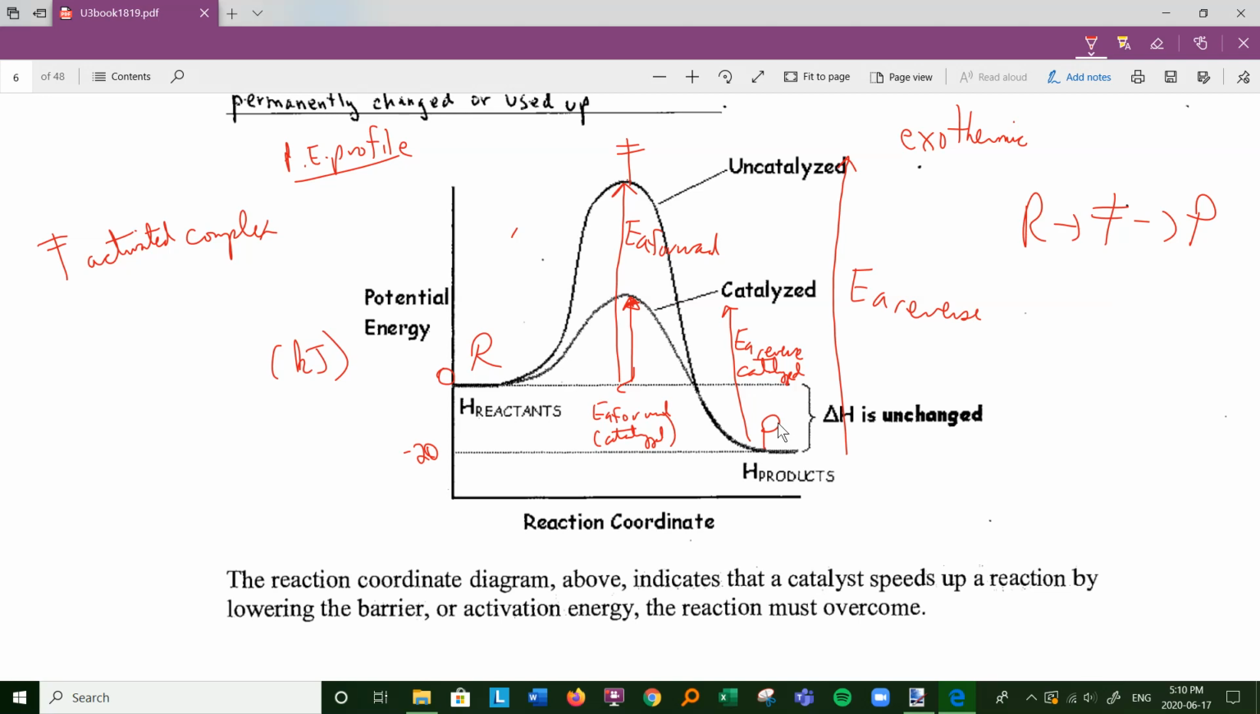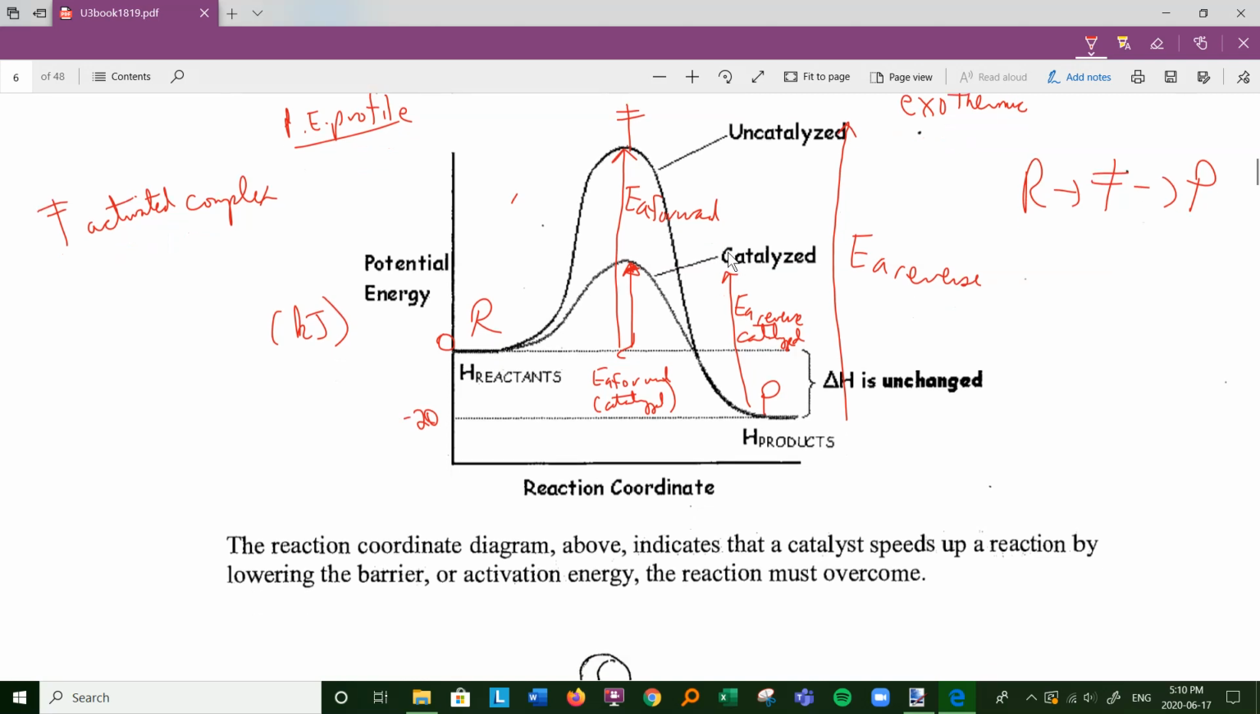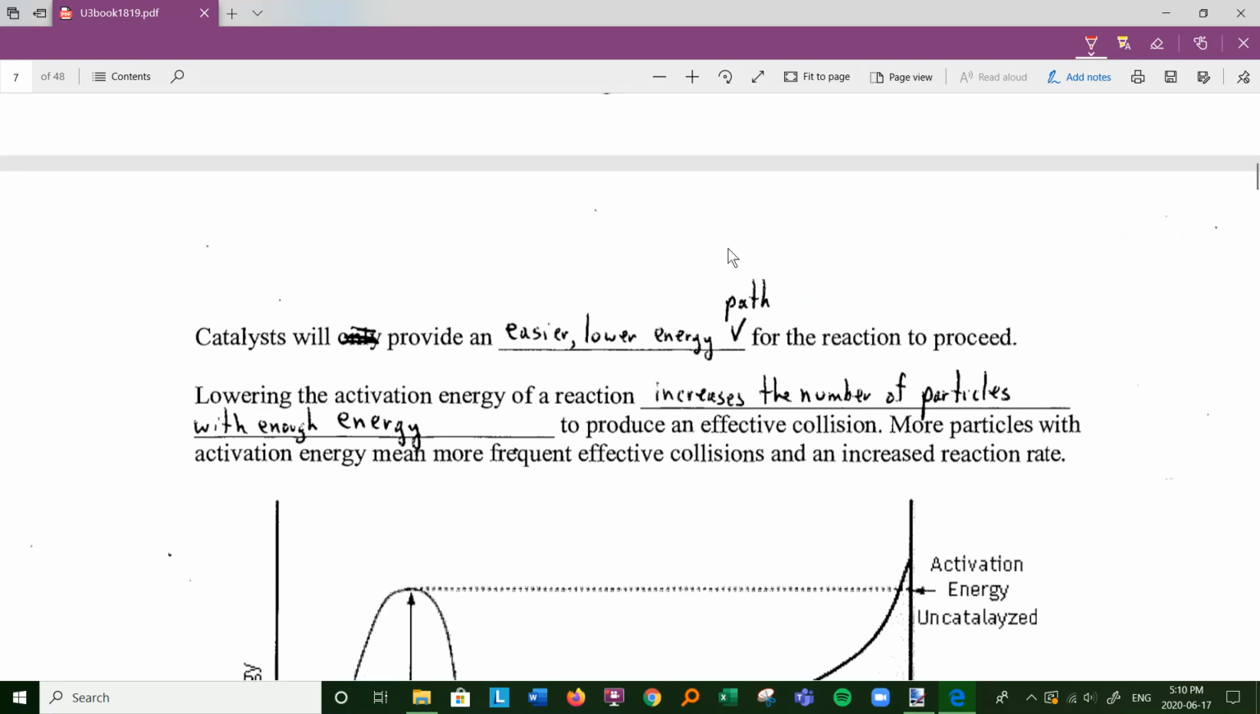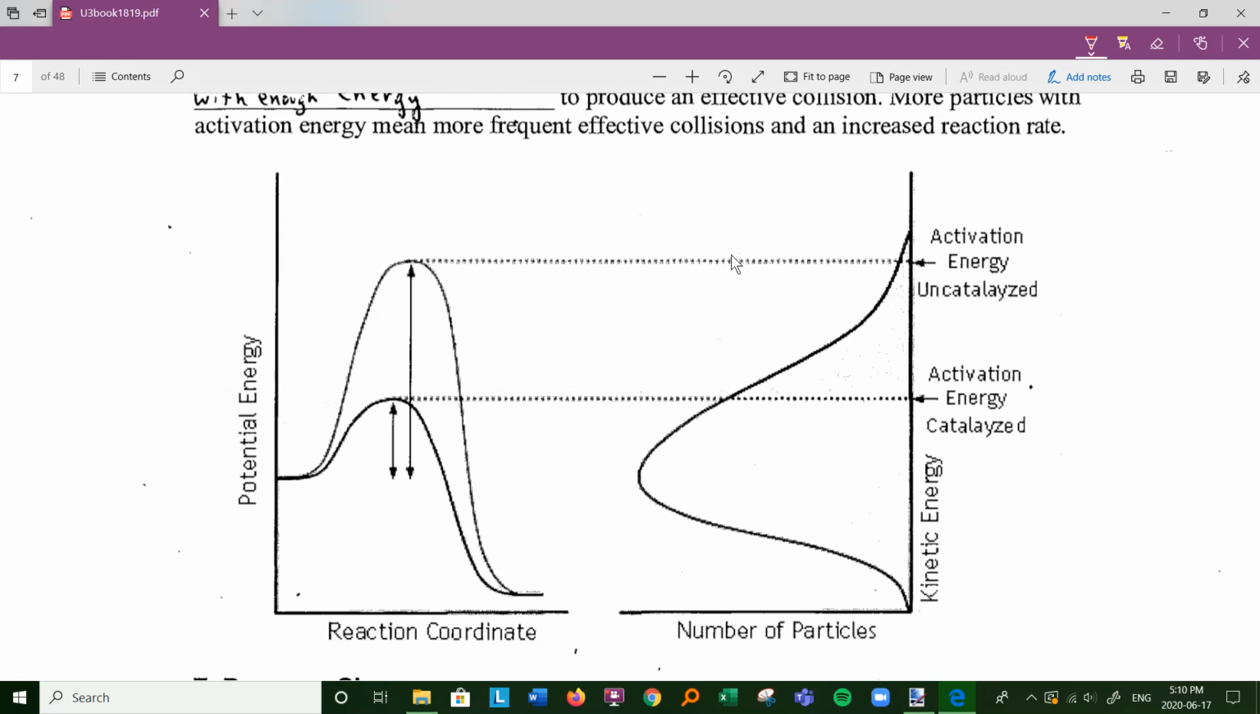And catalysts are reformed. Catalysts can be expensive, but they can be used lots of times before they finally deteriorate. They aren't perfect. So in industry, sometimes you pay lots of money for a catalyst, but it's used a lot. Here's a nice picture where we have both a potential energy profile on the left and a distribution of kinetic energy on the right. You see where you have the activation energy for the catalyzed and the uncatalyzed case. That's just putting both pictures together.